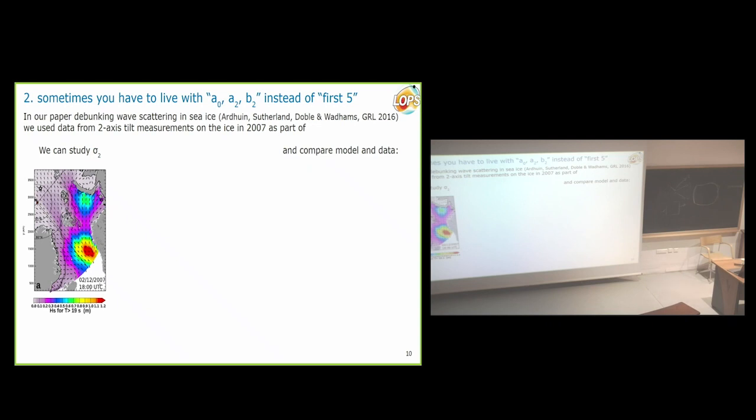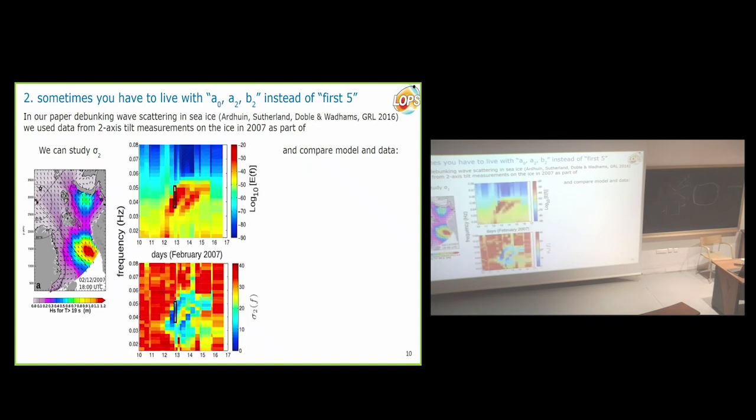that measurement location. And what they had here is not a buoy, but 2 tilt meters measuring the tilt of the ice in 2 directions, x and y. And so you only have 2 time series, so you can do just 2 spectra and 1 co-spectrum. But from that, you can still do A2 and B2. And so you can compute a directional spread, which is sigma 2.